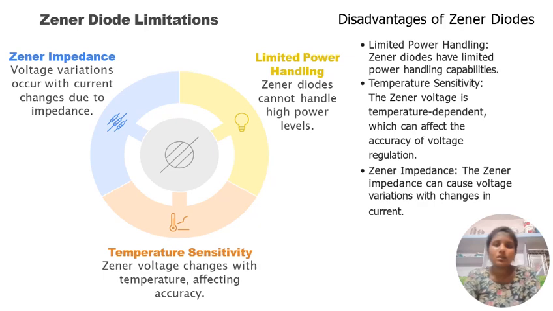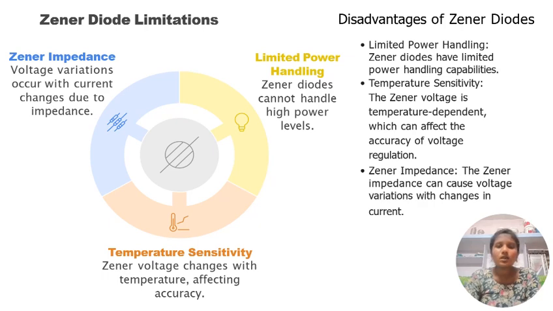Limitations of Zener diodes. Zener impedance: voltage variations occur with current changes due to impedance. Limited power handling: Zener diodes cannot handle high power levels. Temperature sensitivity: Zener voltage changes with temperature, affecting accuracy.